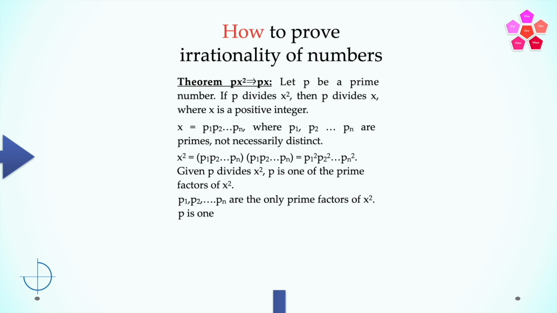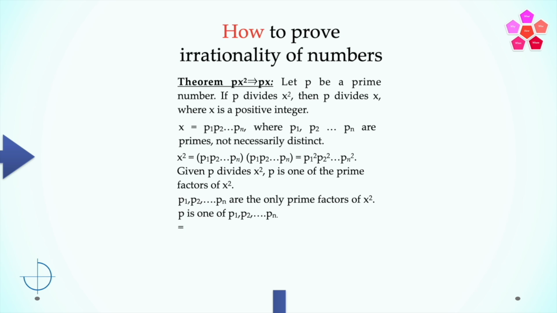P is one of p1, p2, p3 and so on till pn, which implies that x is equal to p1, p2, p3 till pn and p divides x. So we have proved the theorem that a prime number that divides the square of a number also divides that number. This new theorem will be used extensively to prove the irrationality of other numbers.